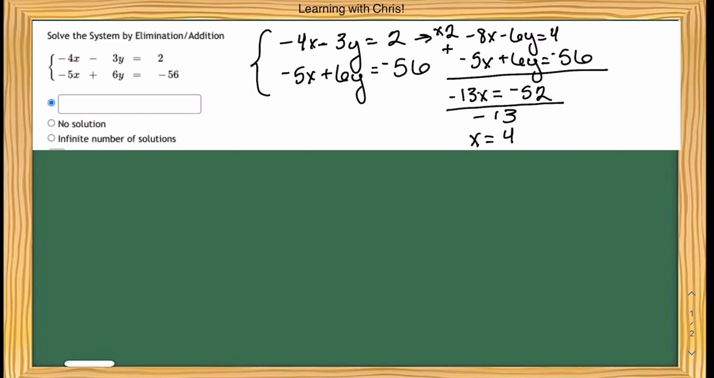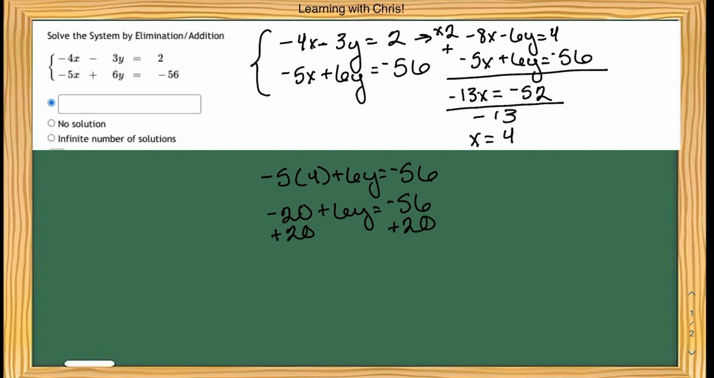Since we now have our x value, we can go back and plug that into one of the equations to get our y value. So I'm going to plug it into the second one. So negative 5 times 4 plus 6y equals negative 56. We can now simplify the entire equation to get negative 20 plus 6y equals negative 56, and then add 20 to both sides in order to get our y variable alone, which leaves us with 6y equals negative 36.